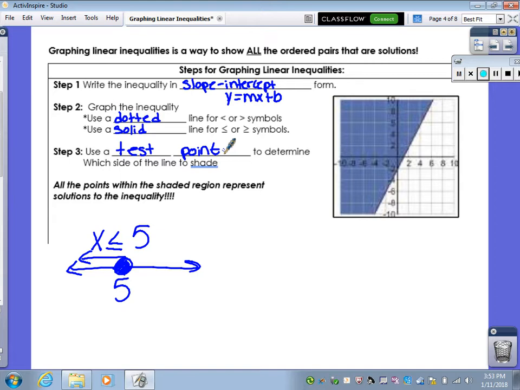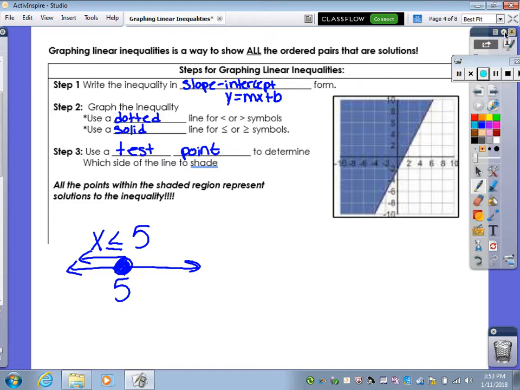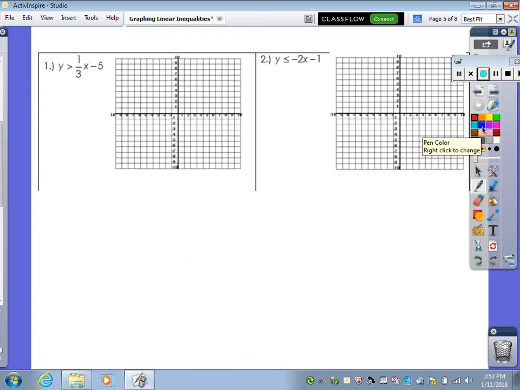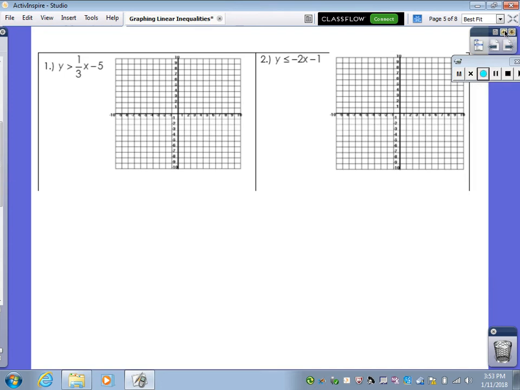The other little hint that I give is if y is less than or equal to, you're going to shade below the line, which kind of makes sense. You think less than, below. And then if y is greater than or equal to, you'll shade above the line. If this makes no sense yet, it will once we start actually graphing, okay? All right. So let's get started on the first one.